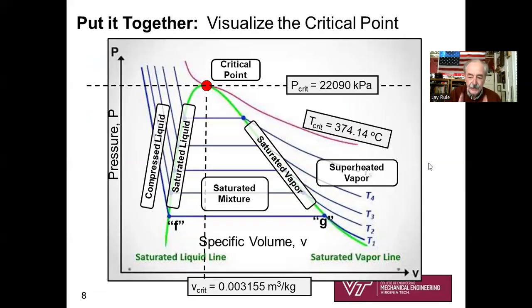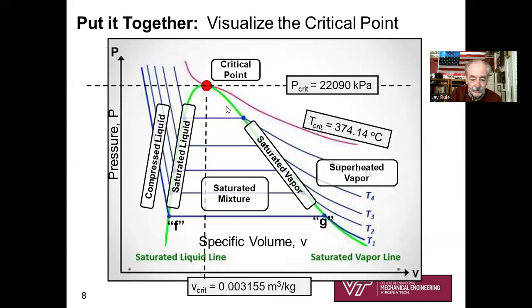So I have labeled with numbers on our PV diagram the critical point. Here's a dashed horizontal line. That's the critical pressure, 22 megapascals, or 22,000 kPa. How about this purple line, this line of constant temperature that passes through the critical point? I've labeled that as 374 degrees C. And then finally, this dashed vertical line, I've labeled it V critical, 0.003155 cubic meters per kilogram.